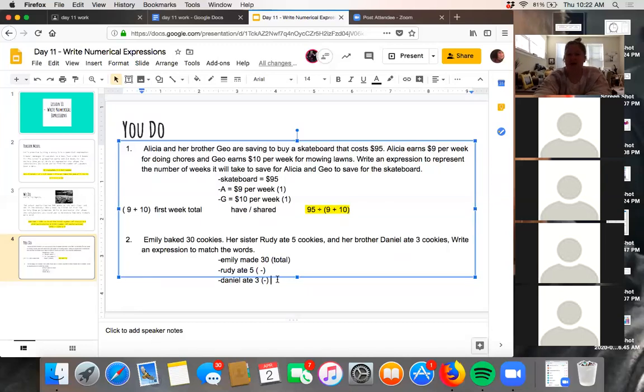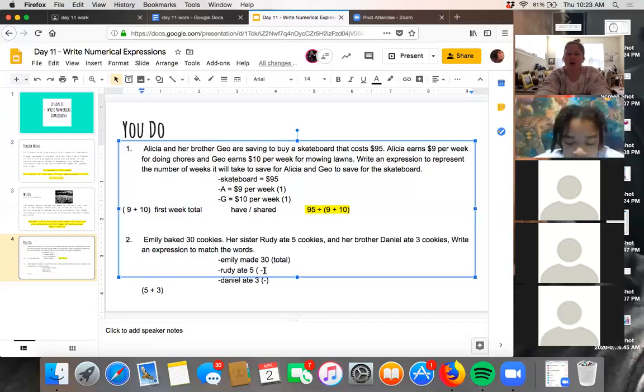Okay, so now let's use that information and see if we can create an expression. If they're both being subtracted, what could I do to find the total number of cookies that were eaten? Add. I could add them. So I'm going to do parentheses. That's the first thing I want to know, how many cookies were eaten total. So I'm going to add 5 plus 3 because that shows me how many cookies were eaten.